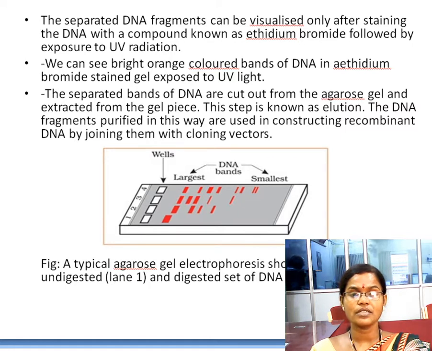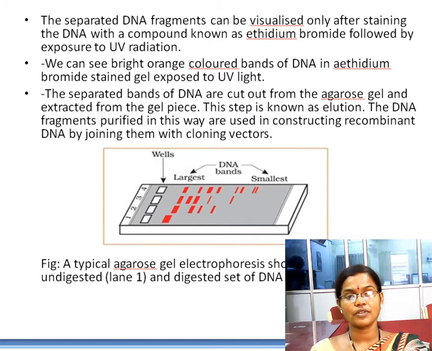This technique was first identified by the scientist called Tiselius. Tiselius is the name of the scientist who has proposed this gel electrophoresis technique. Now what happens in this gel electrophoresis? DNA is negatively charged and removed from the negative electrode through the gel toward the positive electrode.